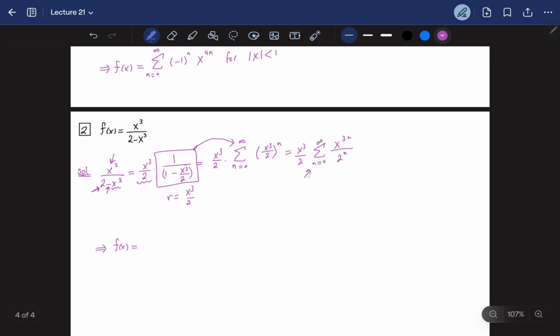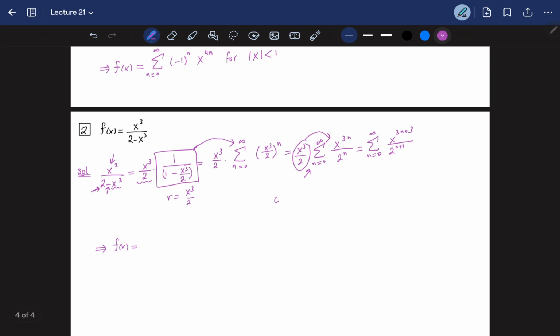Now since your summation does not depend on x or 2, you can take this and put it inside and multiply. So when you multiply, you have the same base, you add the exponents. Same base, you add the exponents. So that would be your geometric series, or like a power series.